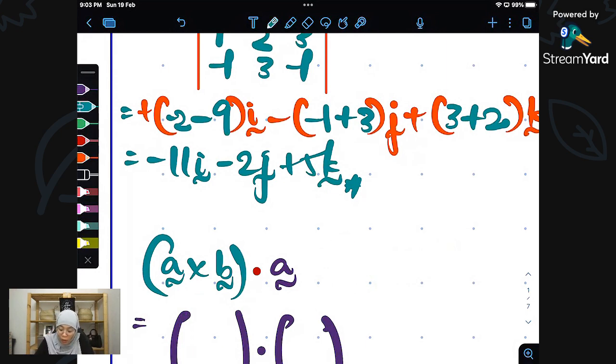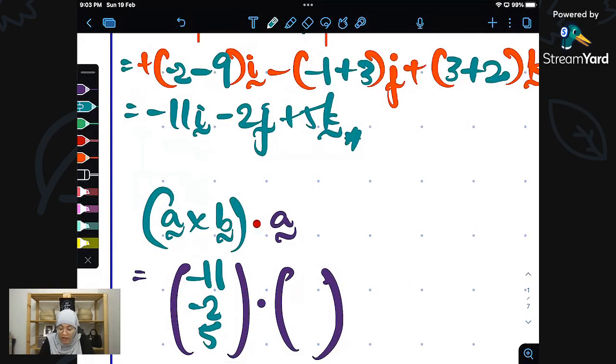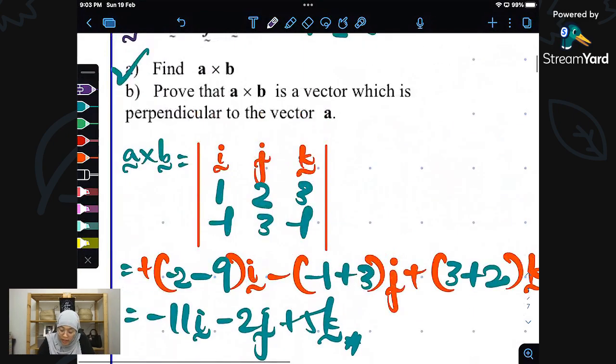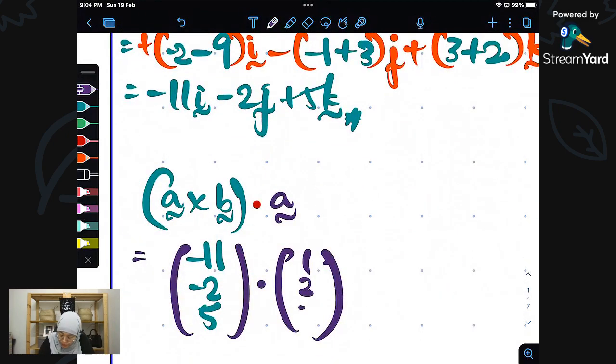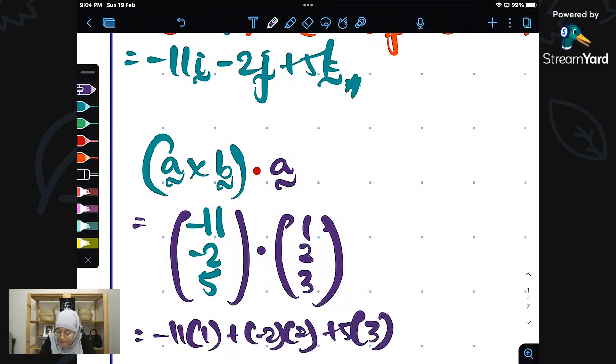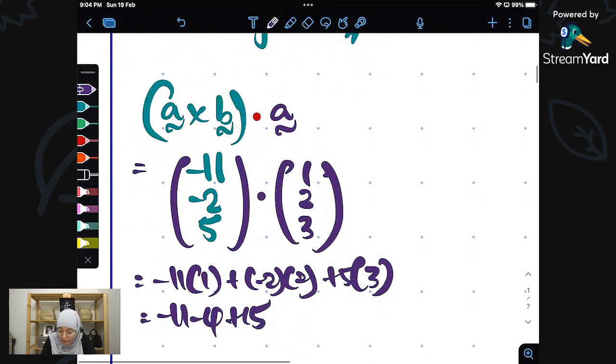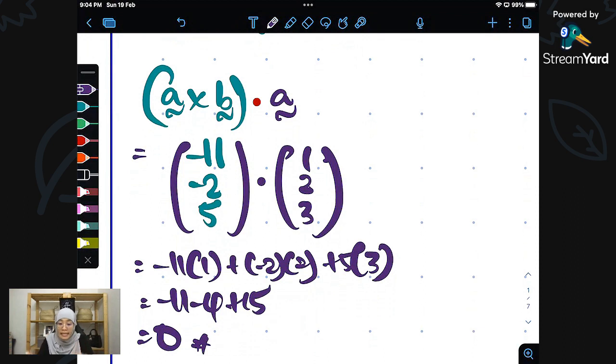So the way is so easy. You sub in the vector -11, -2, and +5, and the vector A. What is the value of vector A? Which is 1, 2, 3. And now our job is just to use the dot product formula, which is -11 times 1 plus -2 times 2, and then 5 times 3. And so you will get -11 minus 4, which is -15 plus 15. Yes, it is giving you a 0.